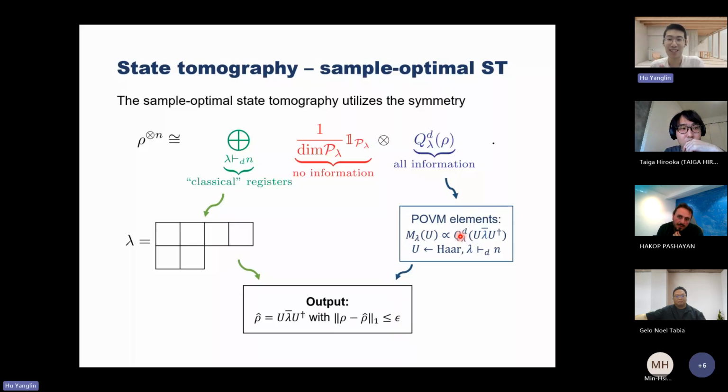What I mean was that you already make use of the group structure, like you already know this thing, and you know there is a map from this U lambda bar U dagger to this Q lambda subspace. Okay. Okay. Thank you. Thanks.